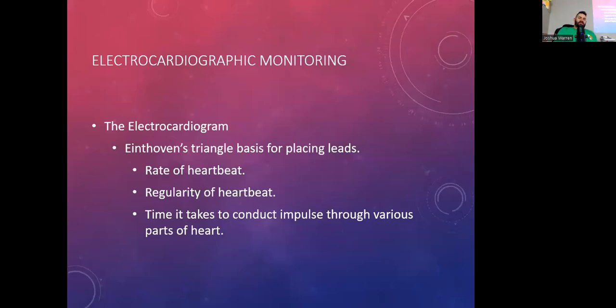Einthoven's triangle is the basis for placing EKG leads. What does it mean to be a basis? To form a base. Starting point, right? Starting point.